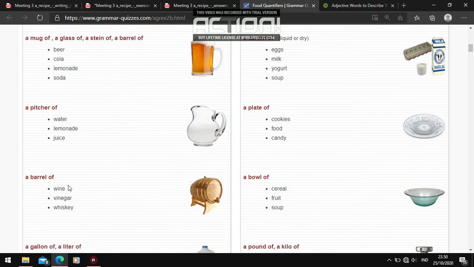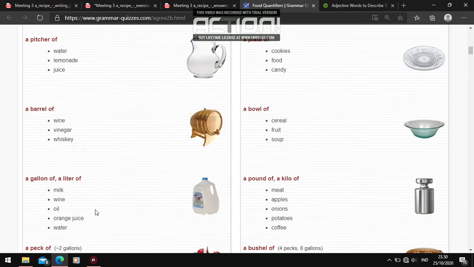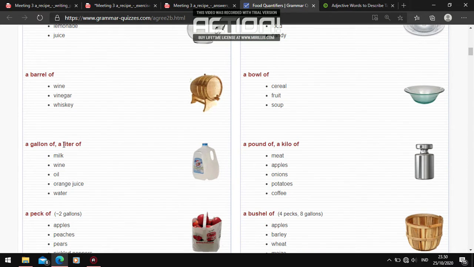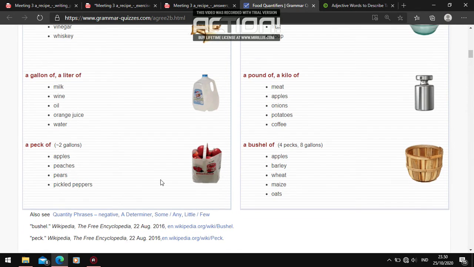Then wine, vinegar, whiskey, and then a gallon of. This gallon is called a barrel, and this one that we saw is a gallon of or a liter of milk, wine, oil, orange juice, or water. This is a pack, like a plastic bag. A pack of, roughly two gallons, they say.